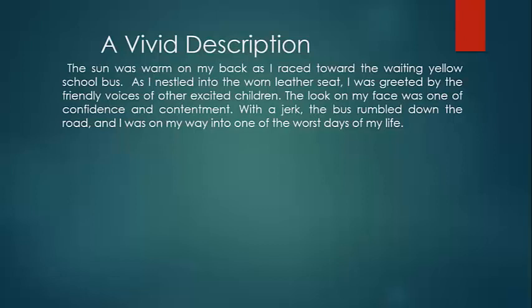Okay, next one. But first of all, let's explain the description here. As you see, he's describing everything around him. The sun is the first description. As I told you earlier, you can describe the weather, describe the surroundings. The sun was warm on my back as I raced toward the yellow school bus. As I nestled into the worn leather seat, this is another description for the seats in the bus. I was greeted by the friendly voices. This is the third description, about the children. Excited children, this is the fourth description.